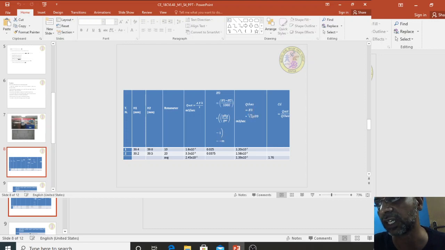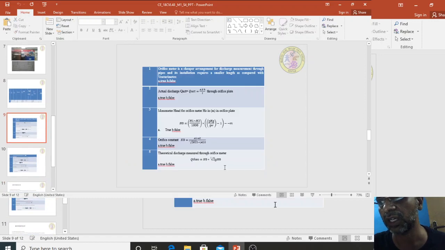Q theoretical is K0 into root 2G H0. So in meter cube per second you will get Q theoretical, and Q actual by Q theoretical will give you the value. Take the first reading and second reading, and the average of these will give you the CD average.